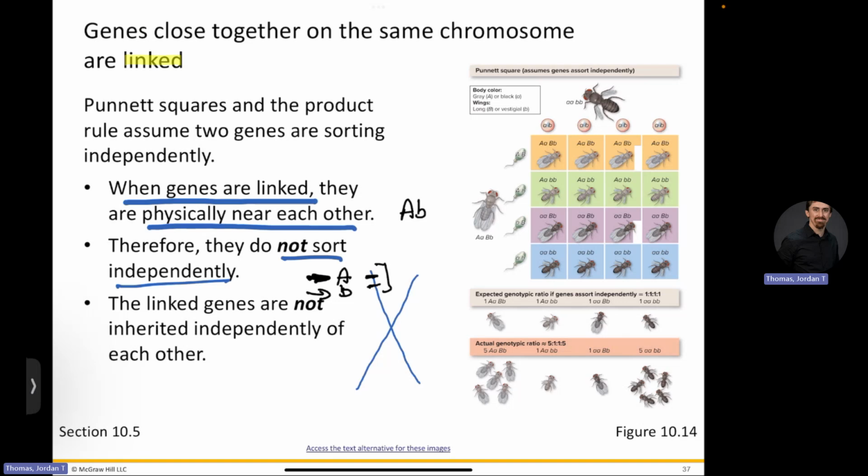Now, if that little b, this gene right here, was on a different chromosome, that would be different. We could use independent assortment in the product rule. But since they're so close, we consider them linked, and thus we cannot.